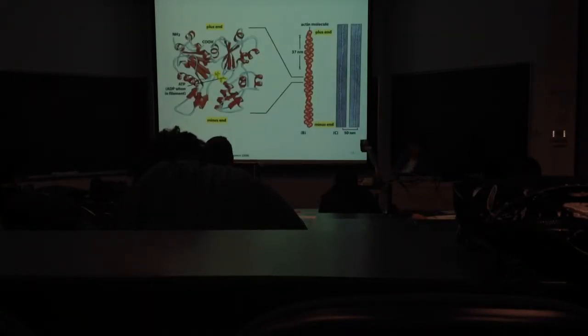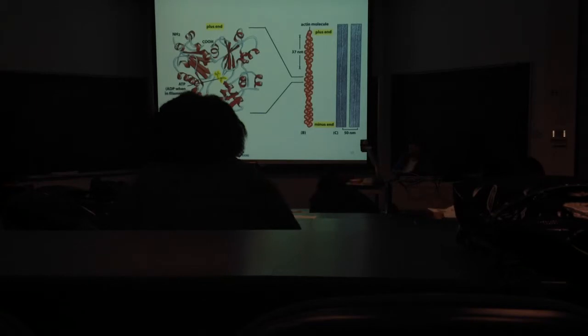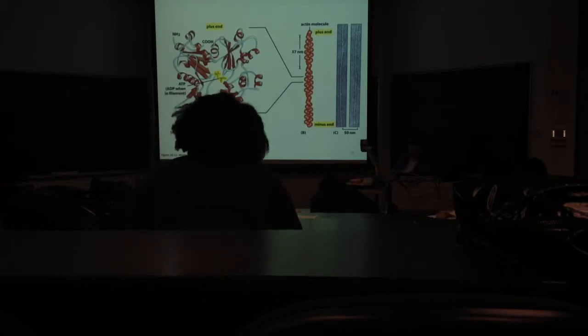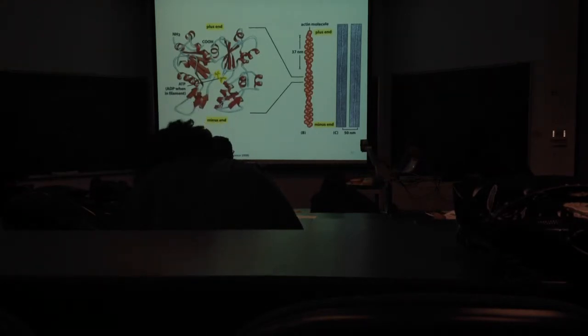Here's actin. Actin polymerizes, depolymerizes, just like microtubules. This one's 7 nanometers in diameter, whereas microtubules were 25 nanometers.